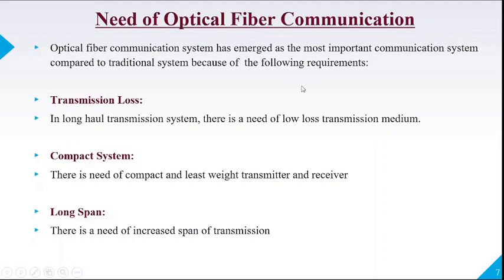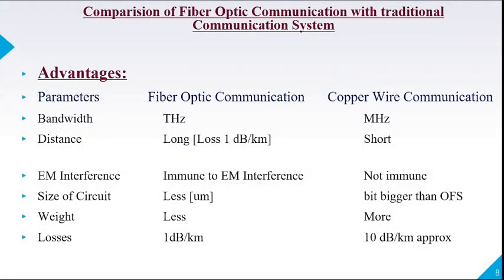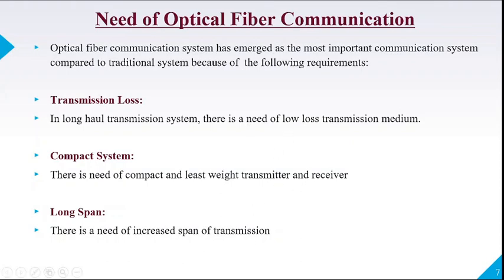Now we will see the need of optical fiber communication. Optical fiber communication system has emerged as the most important communication system compared to traditional or conventional systems because of the following requirements. Transmission loss: in long haul transmission systems, there is a need of a low loss transmission medium. Compact system: there is a need of compact and least weight transmitter and receiver. Long span: there is a need of increased span of transmission. Because of all these requirements, we need optical fiber communication.